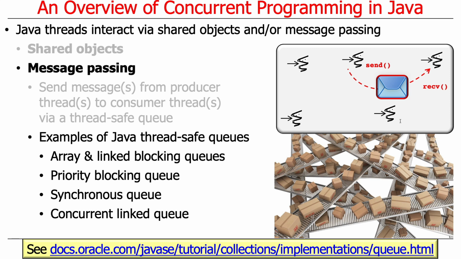There's a variant of the linked blocking queue and array blocking queue called a priority blocking queue, which arranges the messages to be delivered in priority order. There's something called a synchronous queue. We'll talk just a little bit about that when we talk about the cached thread pool executor. And there's something called a concurrent linked queue, which is basically a linked list that can have multiple threads adding and removing items from it simultaneously.